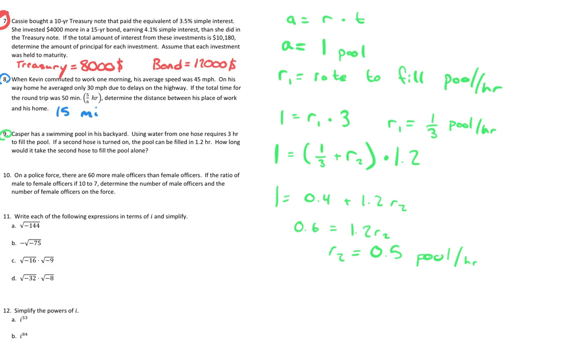So if we want to know how long it takes to fill one pool, we just have R2, which is 0.5, times the time that we want to solve for. And from this, we get that our time is equal to 2 hours. So how long would it take for the second hose to fill the pool alone? It's just T equals 2 hours.